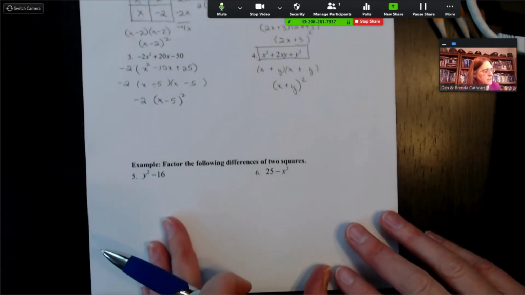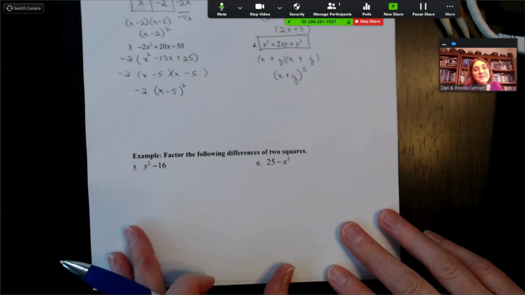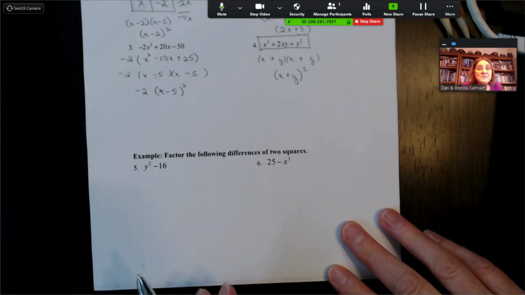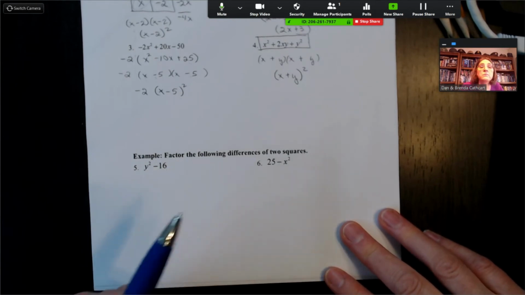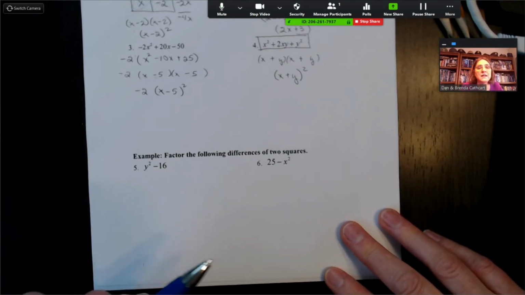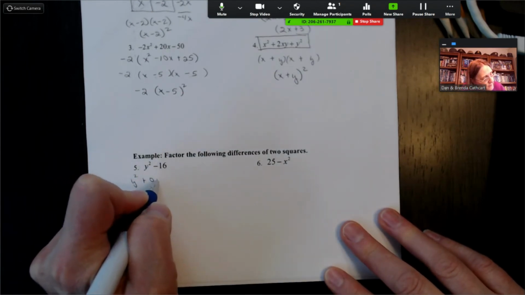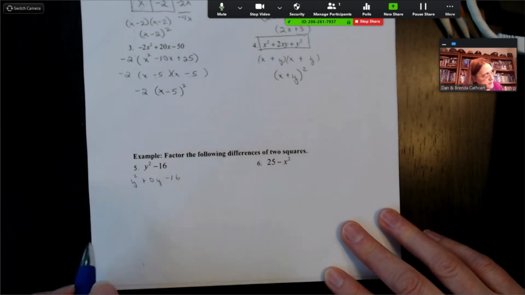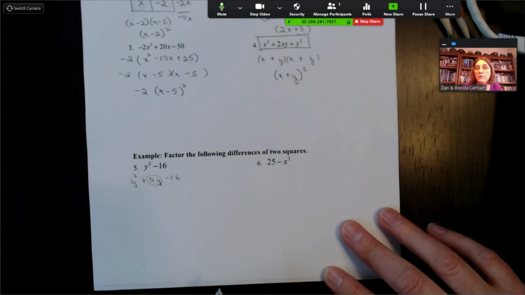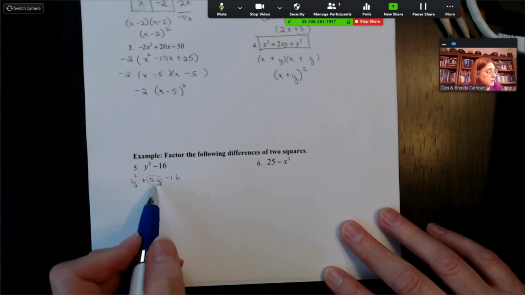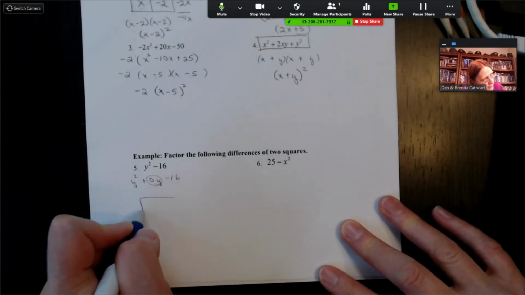Let's take a look at a difference of two squares. The difference of two squares is not a trinomial, it's a binomial. And it's basically the first term and the last term, where the middle term is missing. It adds up to 0. We can think of this as being y squared plus 0y minus 16. Our outer and inner terms are going to add to 0. So if our outer and inner terms have to add to 0, well, let's put it in a square and let's see how that looks.